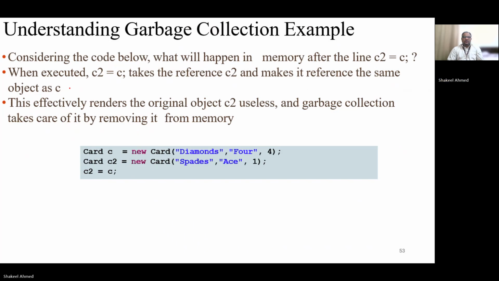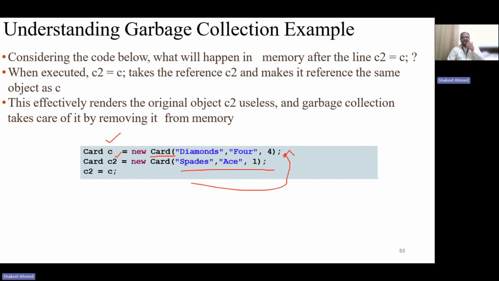So there is a concept of garbage collection. Considering the code below, what will happen in memory after the line c2 = c? Now here you see we are creating card c and card c2 as a new card, diamonds, 4, ace, and so on. When executed, c2 = c takes the reference c2 and makes it reference the same object as c. So whatever you have here will refer to the same object as here.